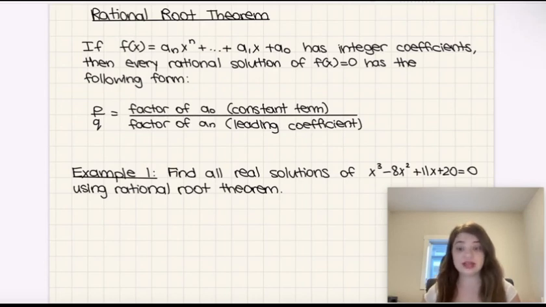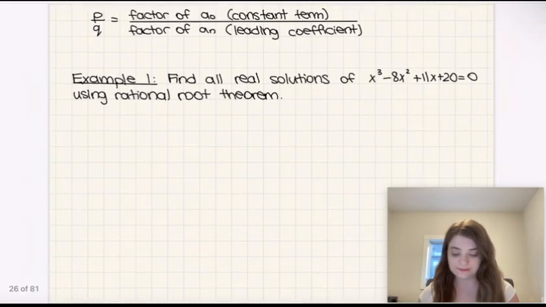So the very first thing I need to do is check that we can actually use the rational root theorem here. So I need to check that this is a polynomial that does only have integer coefficients, and that's true. I don't see any coefficients that are non-integer coefficients, and this certainly does fit the definition of a polynomial, and so we're good to go. We can use the rational root theorem.